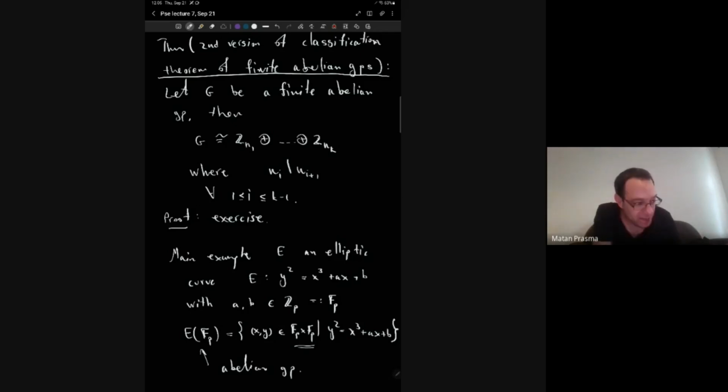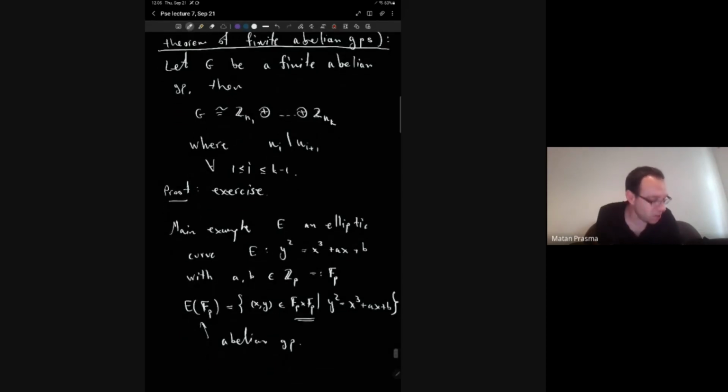So by the classification theorem, we have a lot of power. We know exactly what are the possibilities for the abelian group structure of the elliptic curve. So this will be very useful.